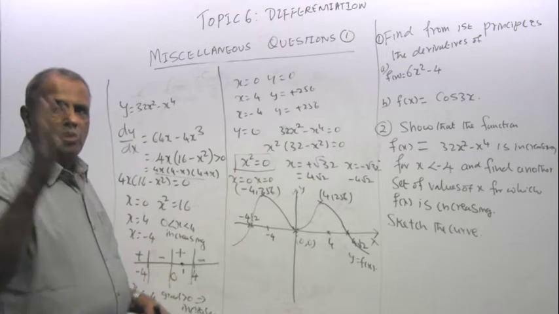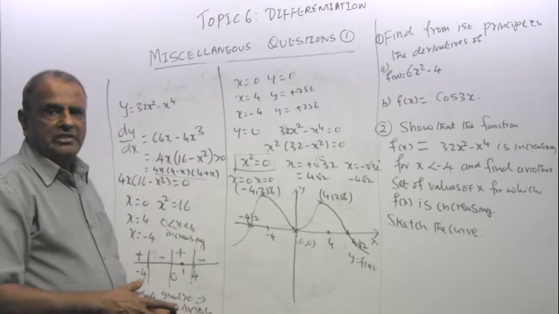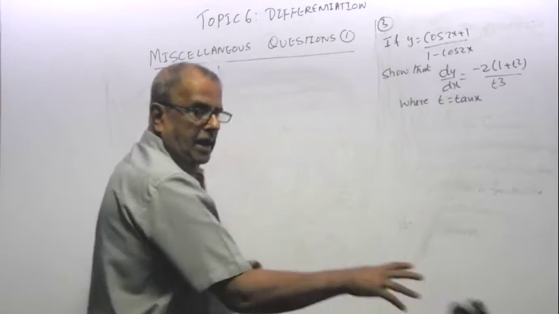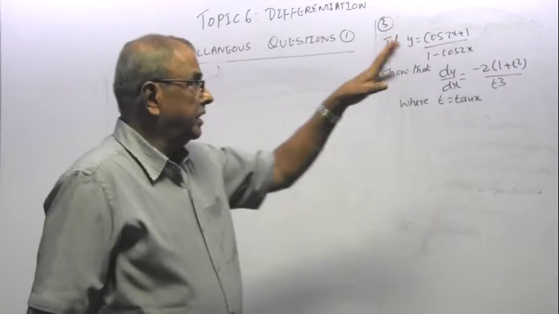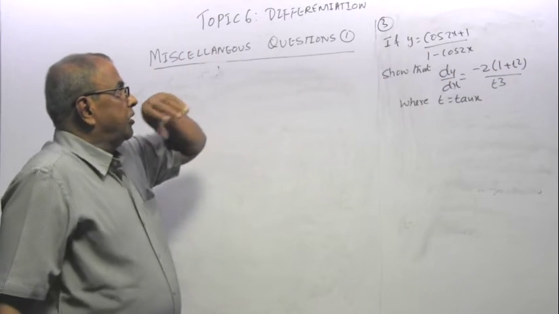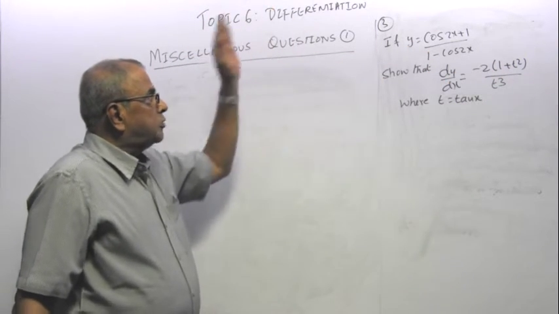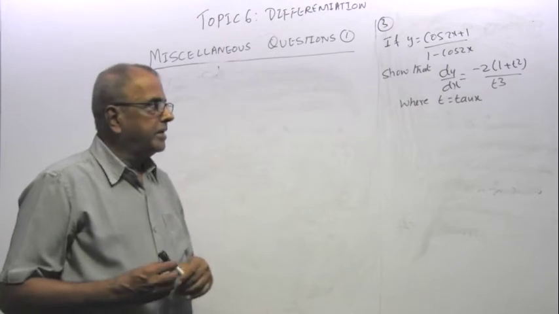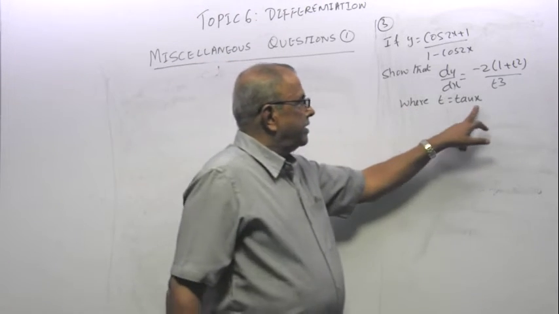Or what I'll do is, I will write 2 more questions and then I will solve them, okay? I have now written the next question. Let me read it for you. You are given that y equal to 1 plus cos 2x over 1 minus cos 2x. You are supposed to show that it equals minus 2 times t squared plus 1 over t cubed, where t equal to tan x.